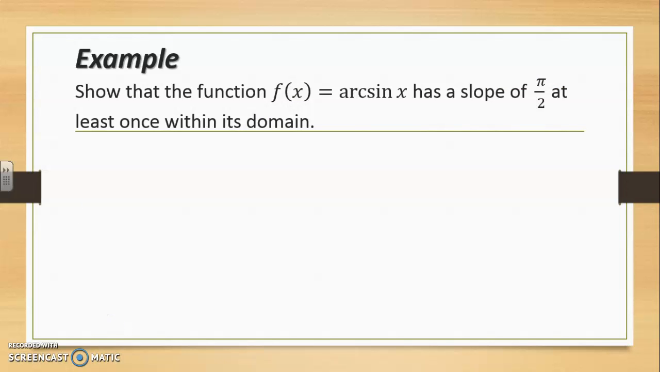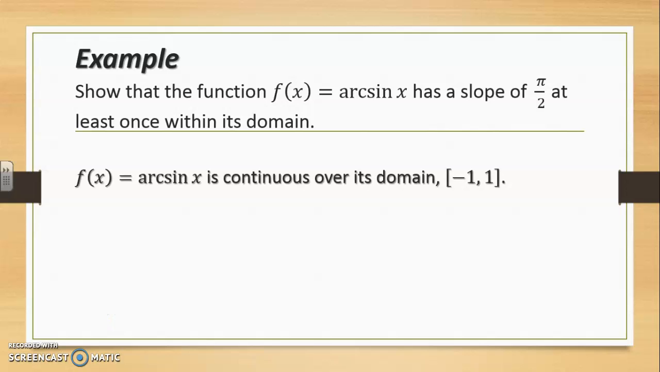As an example, let's show that function f of x equals arc sine of x has a slope of pi over 2 at least once within its domain. A few reminders: arc sine of x is continuous over its domain, which happens to be from minus 1 to 1.